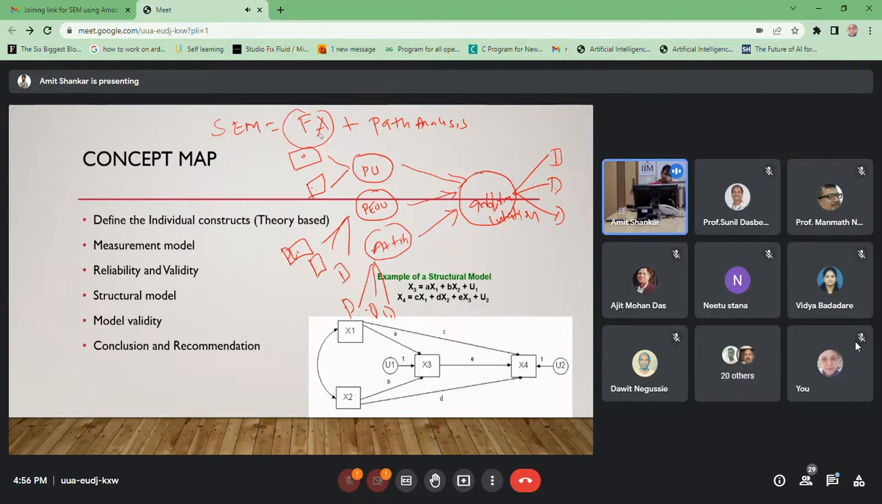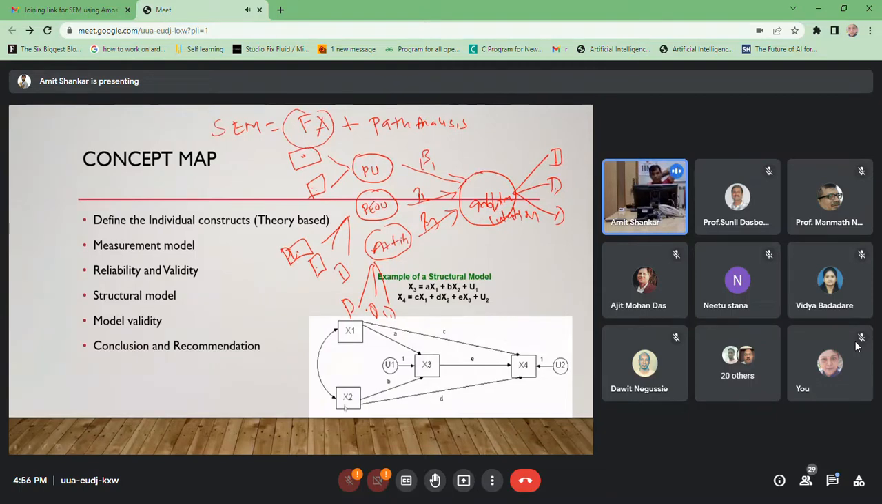Once we check it, we have to check the relationship between this and this. This is the relationship, beta 1, beta 2, beta 3. For that, we need to run the path analysis. The beauty of structural equation modeling: are our items considered as variables?